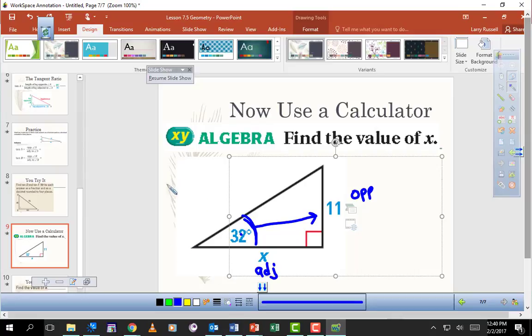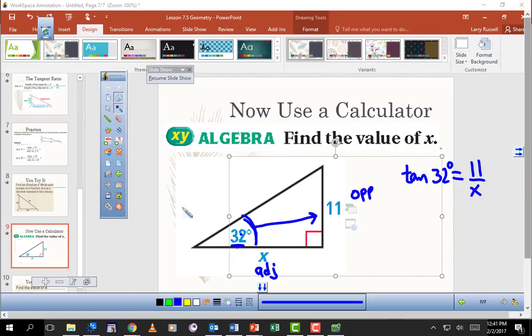Okay, so what we do is you write out the same exact expression again. This time tangent of 32 degrees. 32 degrees, that's that angle right there. It's equal to the opposite side, 11, divided by the adjacent side, which is x. Okay, so now we're going to start solving algebraic equations.